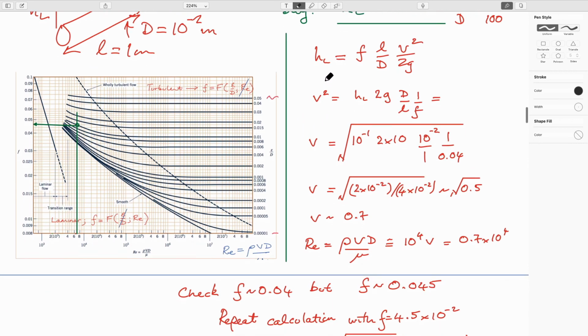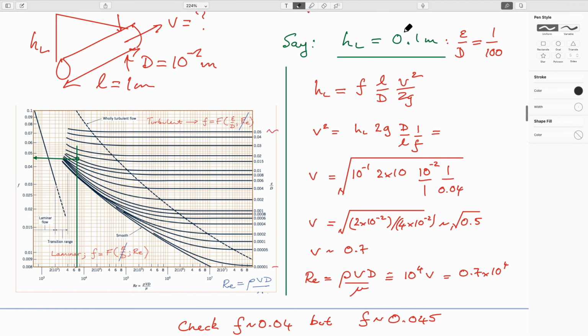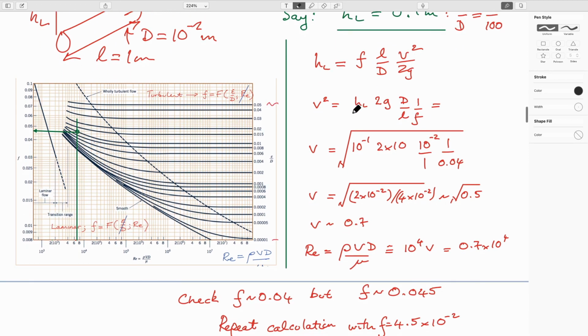And so what we can do is write our head loss, where we know the head loss is equal to this, and just rearrange it in terms of the velocity. If we rearrange it for velocity squared, we just divide everything through by the right-hand side, and we get this as a function of v squared. Square root both sides.